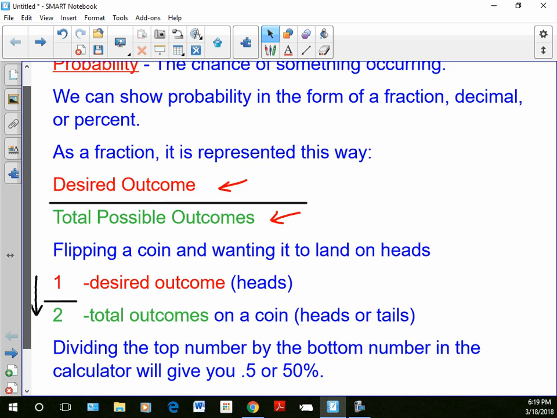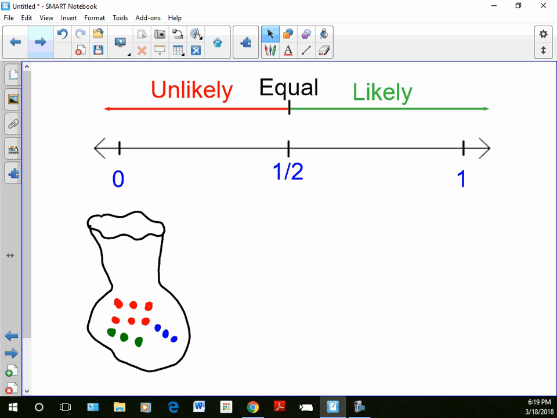Same thing is true for tails on a coin. If our desired outcome was tails, it would again be a 1 out of 2 chance of landing on tails. So a 50% chance there as well. Now on a number line, you see here, last year in 5th grade you should have learned about 1 representing a certain probability and 0 representing an impossible probability.